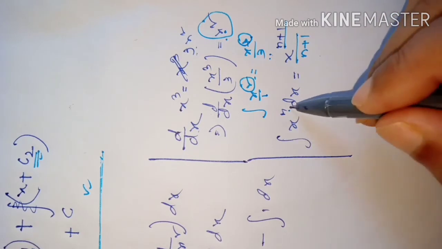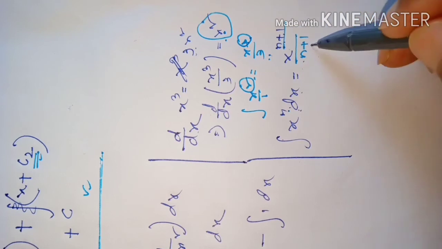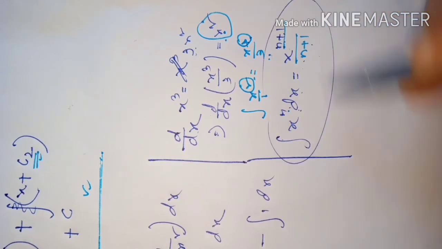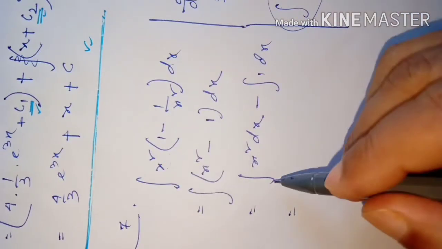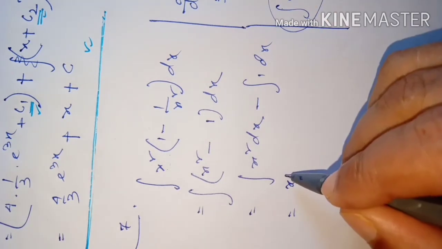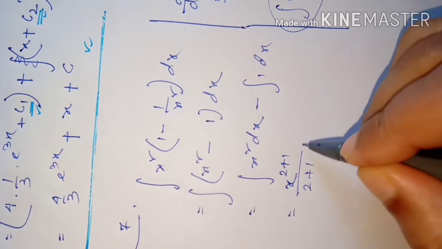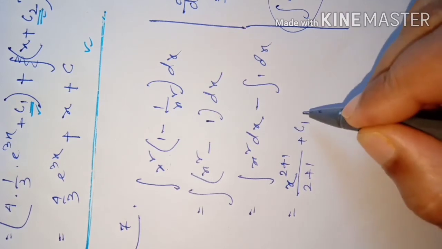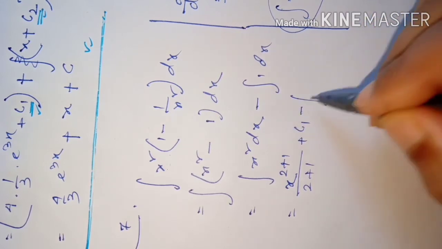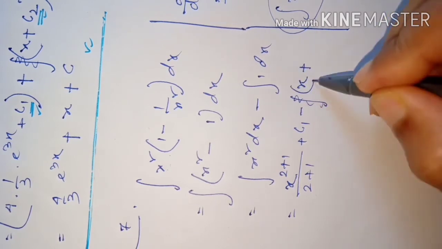Integral of x to the power of n with respect to dx is equal to x to the power of n plus 1 divided by n plus 1. We can use this as a formula, plus a constant, say c. So here also think that way. So integral of x square, by that formula, is x to the power of 2 plus 1 by 2 plus 1, plus c1, minus integral of 1, which gives x plus c2.